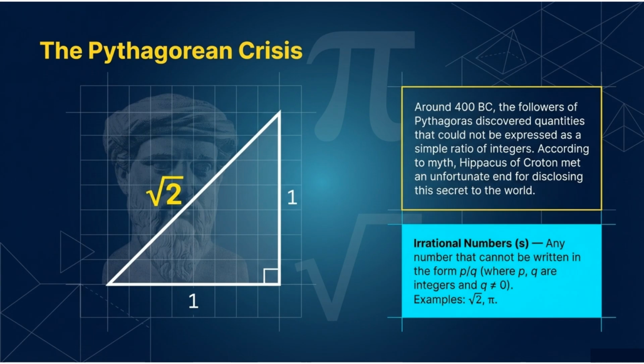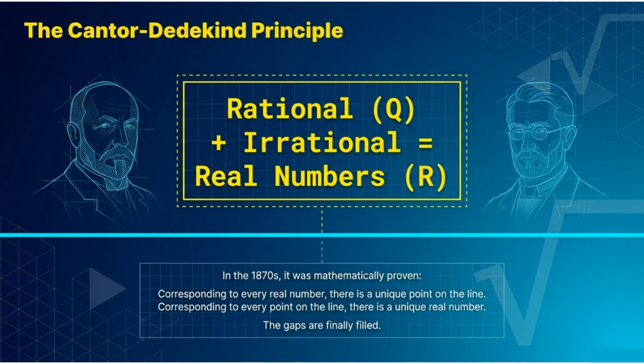Around 400 BC, the Pythagorean crisis emerged when quantities like the diagonal of a unit square, the square root of 2, could not be expressed as a simple ratio of integers. These were named irrational numbers. The Cantor-Dedekind principle mathematically proved that the combination of rational numbers Q and irrational numbers I completely fills the number line, resulting in the real numbers R.